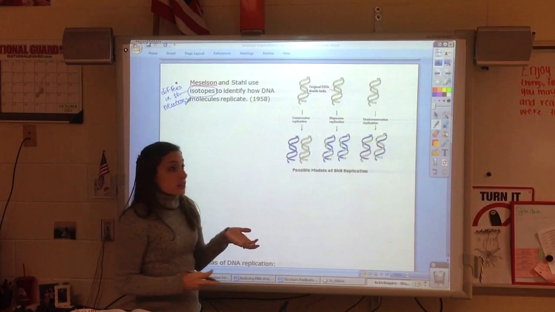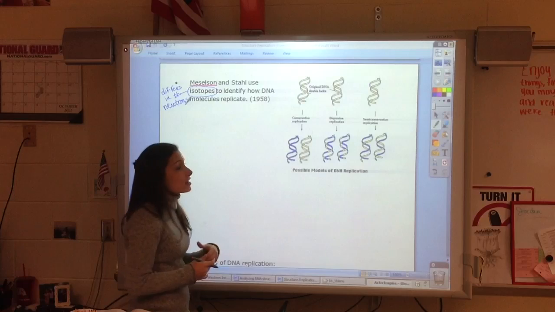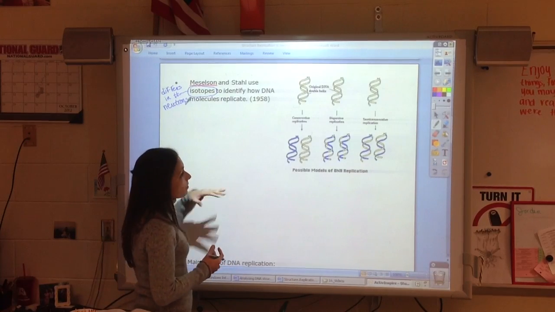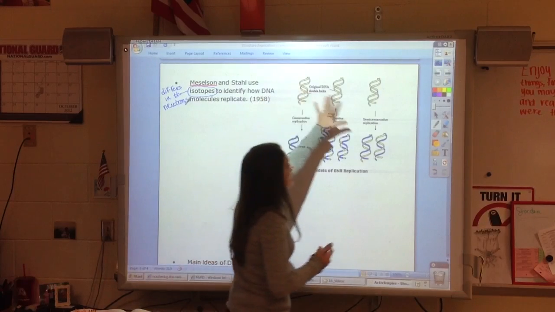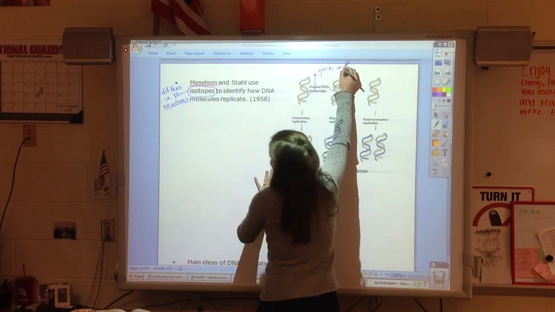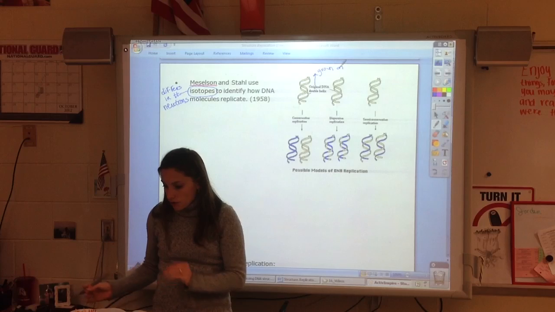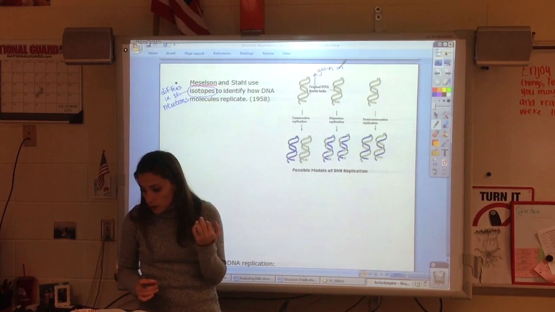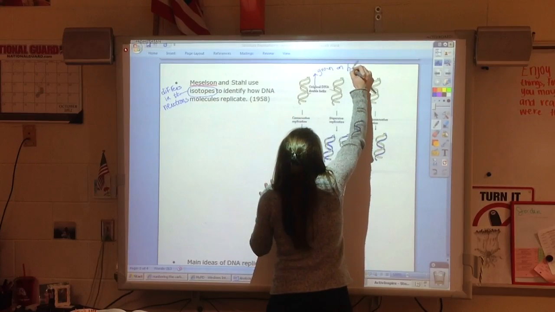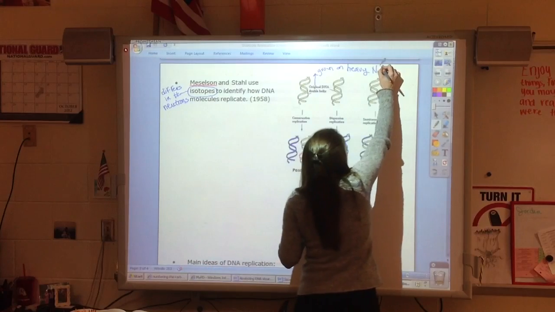And so what they were using was heavy and light nitrogen, like in the nitrogen bases. Now these days you could just order yourself some of this. But at that point what they did is they grew their DNA. So this original DNA was grown on a specific type of nucleotide, and they were always grown first on the heavy nitrogen. So they grew them on nitrogen 15.